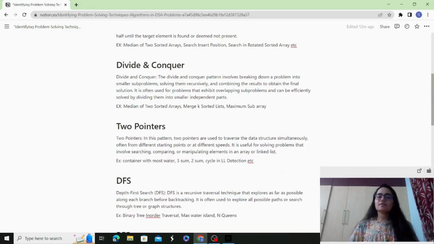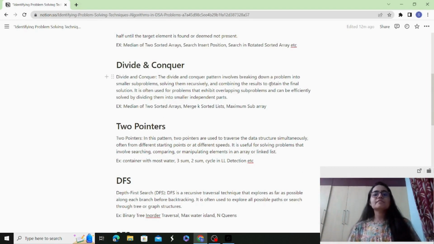The next problem solving technique or algorithm you can go with is divide and conquer. So what is divide and conquer? It is a DSA pattern which involves breaking down a problem into smaller subproblems. So whenever you have a problem with overlapping subproblems, there is where you use the divide and conquer approach.